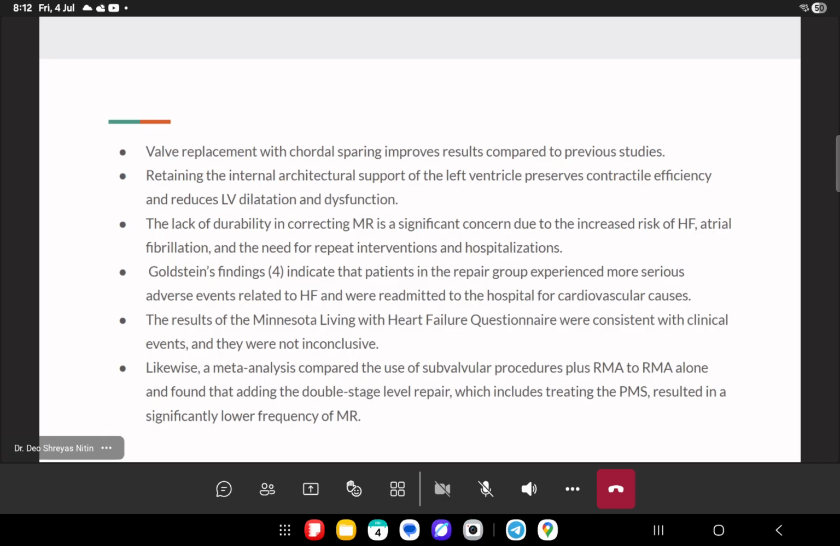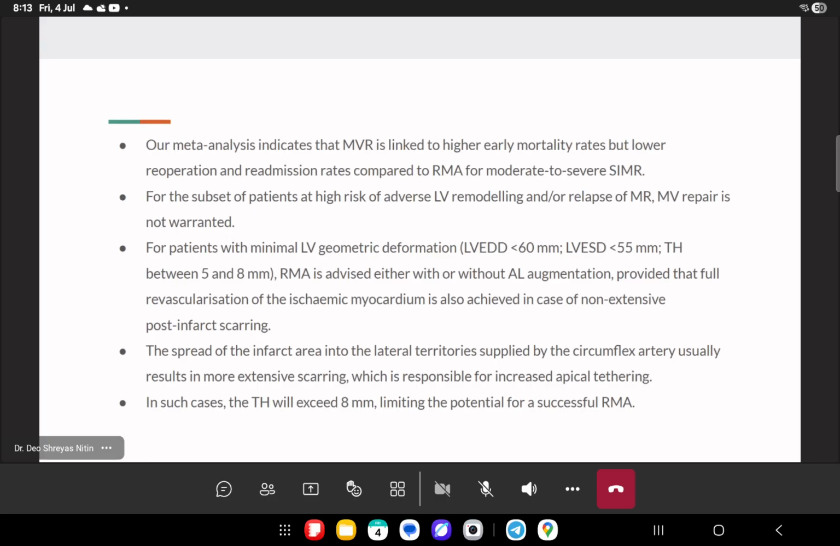Likewise, a meta-analysis compared the use of subvalvular procedures plus restricted mitral annuloplasty to mitral annuloplasty alone and found that adding a two-stage level repair, which includes treating the papillary muscle, resulted in significantly lower frequency of mitral regurgitation. Our meta-analysis indicates that mitral valve replacement is linked to higher early mortality rates but lower reoperation and readmission rates compared to restricted mitral annuloplasty for moderate to severe secondary ischemic mitral regurgitation.